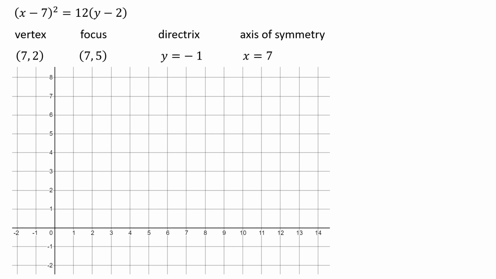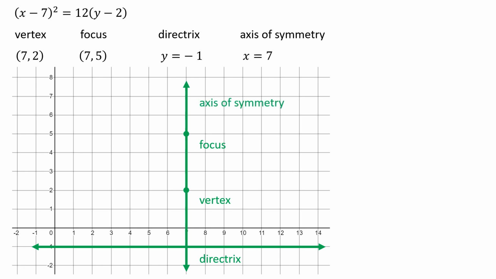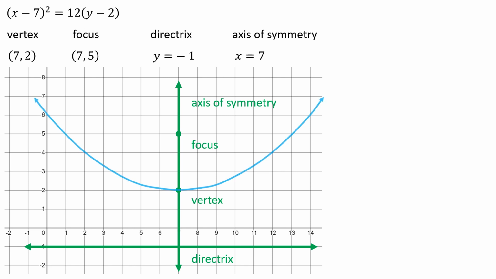So if I want to graph this, I can put a point at 7, 2, because that is the vertex. I could put a point at 7, 5, because that is the focus. I can graph a horizontal line for the directrix. And I can plot a vertical line for the axis of symmetry. Now, if I want to just try to draw the parabola freehand, I've got to remember that as that dog runs around, it wants to be the same distance from the directrix as the focus. So I can try to draw a parabola.